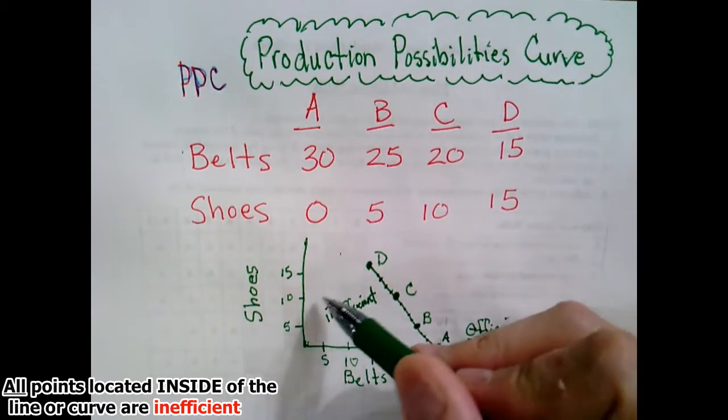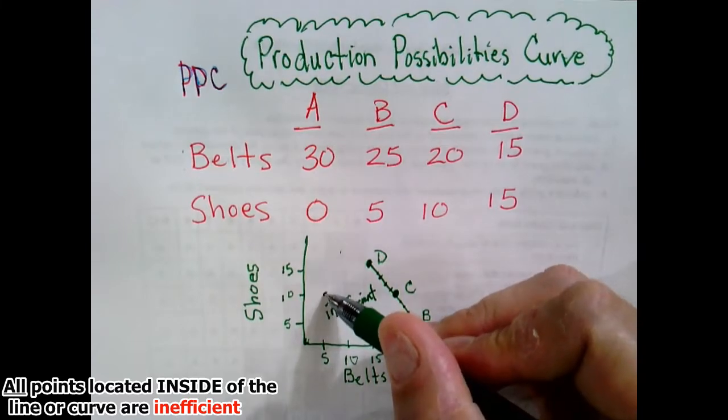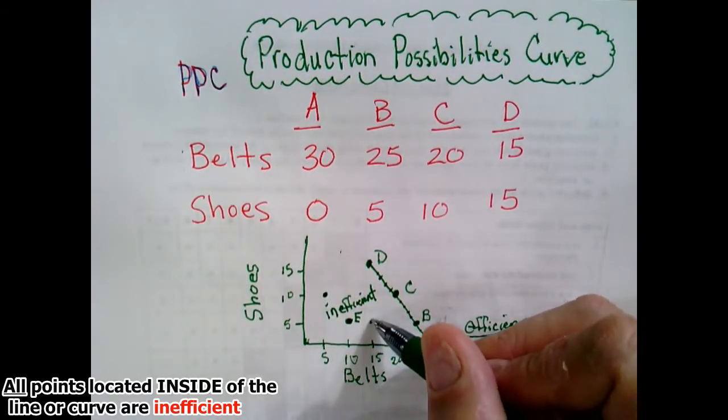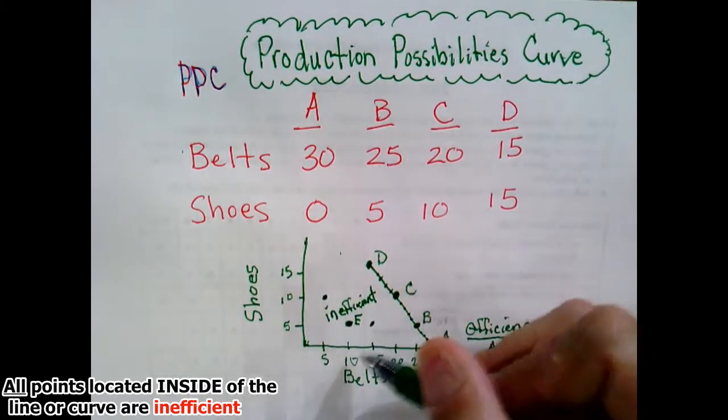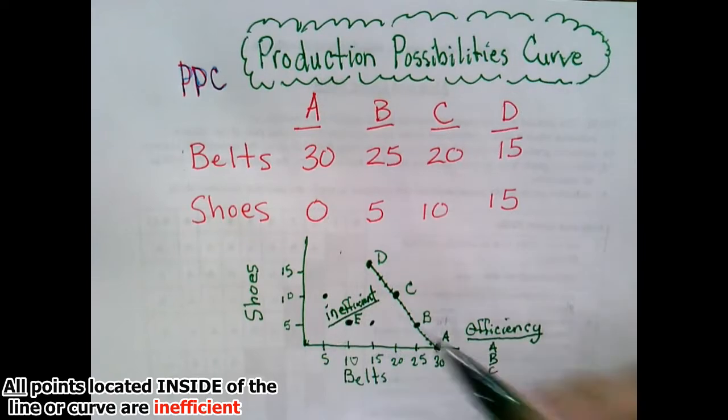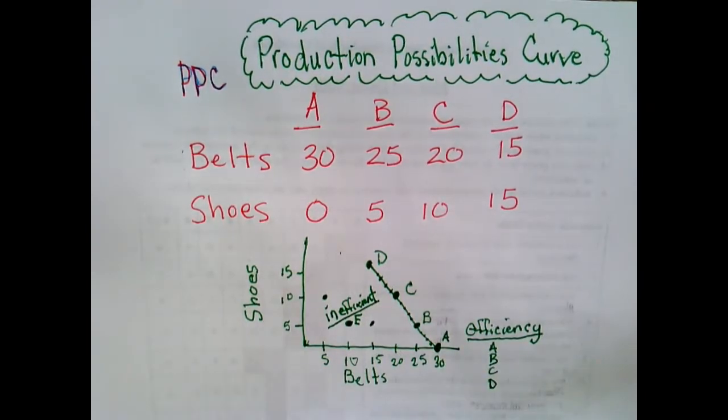Anything inside. If we had a point at 10.5, that would be inefficient. 5.15, that would be inefficient. Anything inside of the curve is inefficient, right? Very important that you know that.